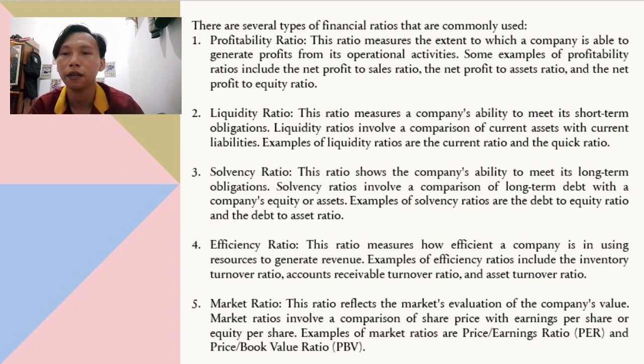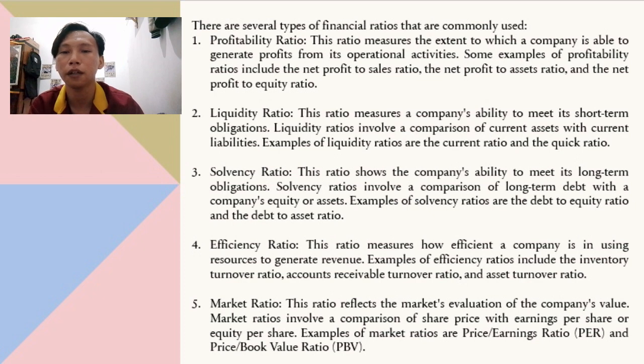1. Profitability ratio. This ratio measures the extent to which a company is able to generate profit from its operational activities. Some example of profitability ratio include the net profit to sales ratio, the net profit to asset ratio, and the net profit to equity ratio. 2. Liquidity ratio.